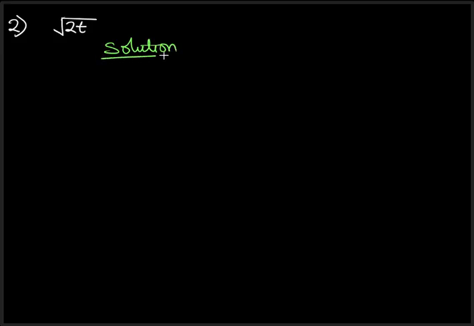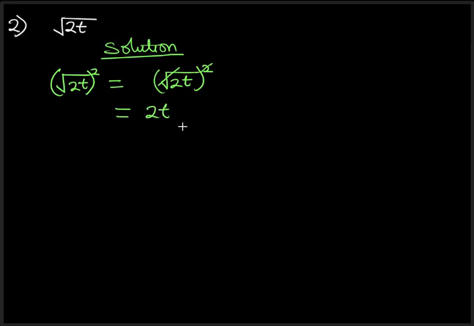Solution. We have to find the square of square root of 2t. So we put this in a bracket. This will be equal to square root of 2t, and then if we square this, remember that the square root cancels the square, so this and this cancel. We are left with 2t being our answer. And then let's look at this one.